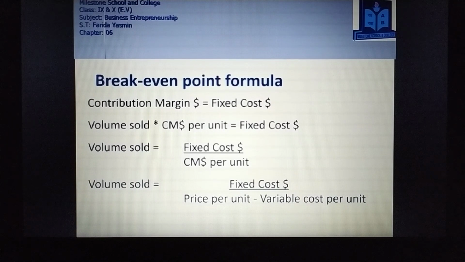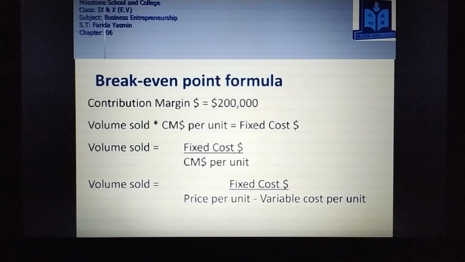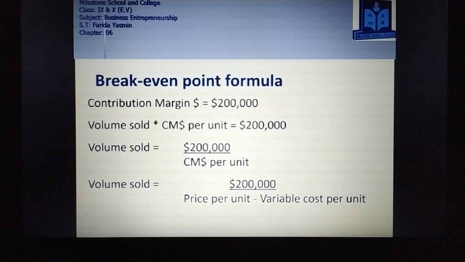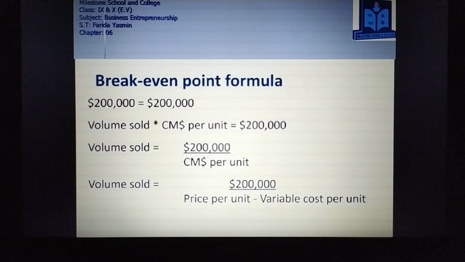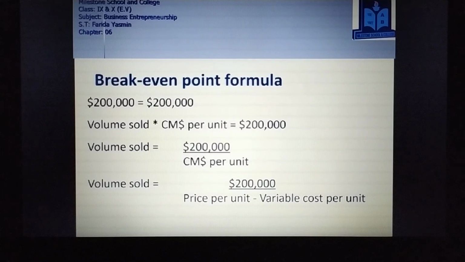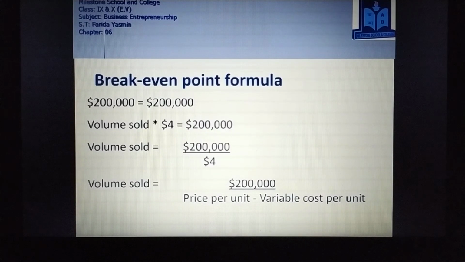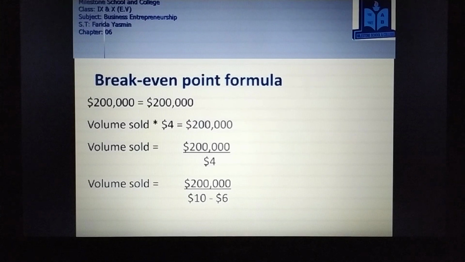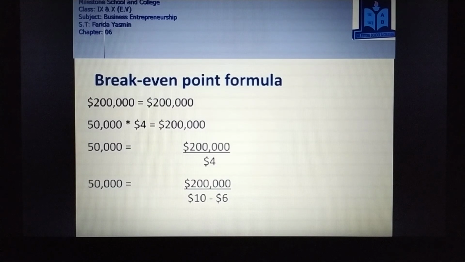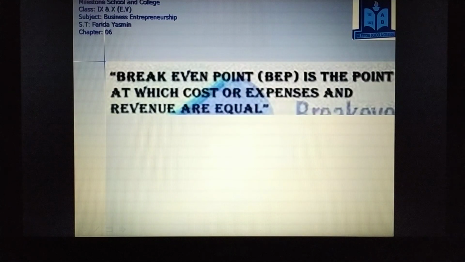Let's fill in the numbers to illustrate. $200,000 of fixed costs. The business needs $200,000 in contribution margin to cover that $200,000 in fixed costs. At $4 contribution margin per unit, $10 selling price per unit minus $6 variable cost per unit, the volume sold needs to be 50,000 units. So students, in brief, the break-even point is the point at which cost or expenses and revenue are equal.